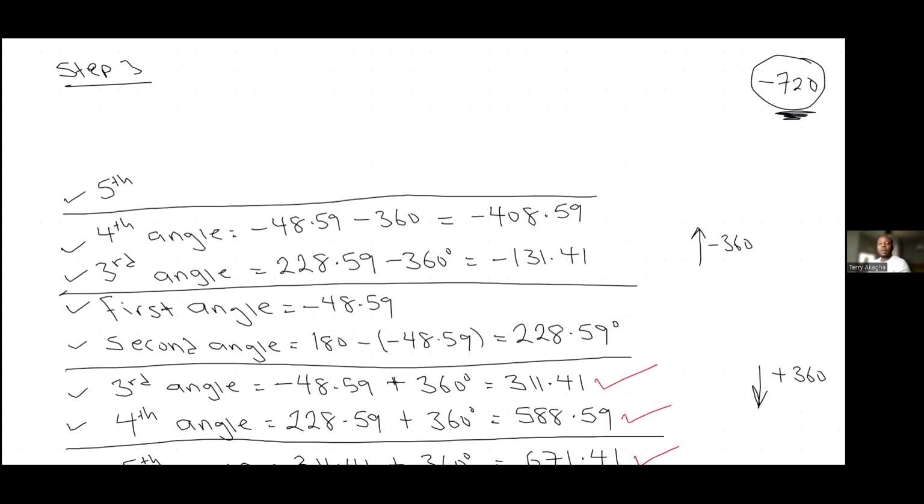Okay, we'll go to the fifth angle. Now we have it. You start with the 131, so it's going to be minus 131.41 minus 360 degrees. Okay. And when you subtract this, it's going to give you minus 491.41. Minus 491.41 is still less than, sorry, still greater than minus 720. Then we keep going. We'll go to the sixth angle now.